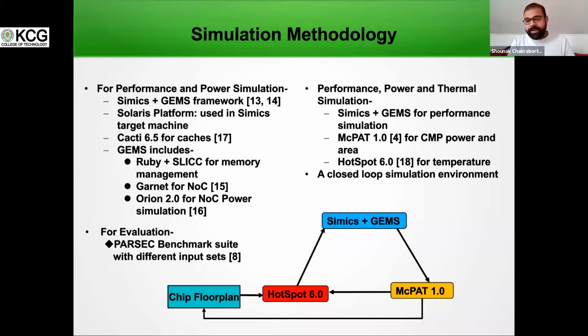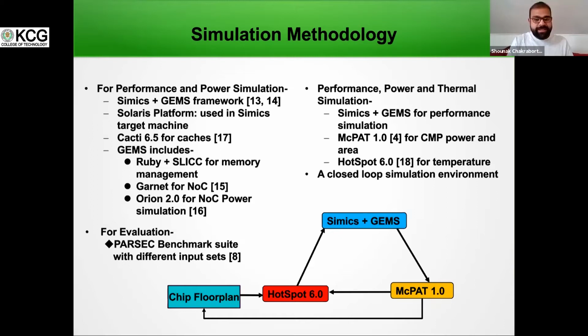From there you get the performance traces that are fed to another simulator, McPAT, which stands for multi-core power, area and timing simulator, from which you collect the area as well as the power traces. The power traces are fed to another simulator, HotSpot. HotSpot gives us the temperature, and these thermal simulations give us the steady state as well as the current temperature of the element, and that temperature is sent back to the performance simulator for your next thermal management policy.